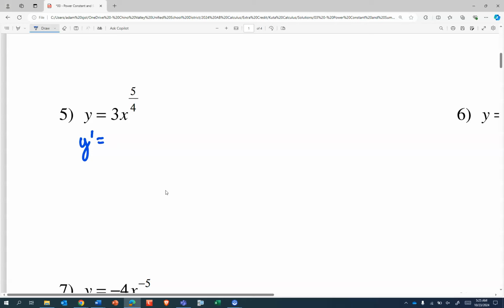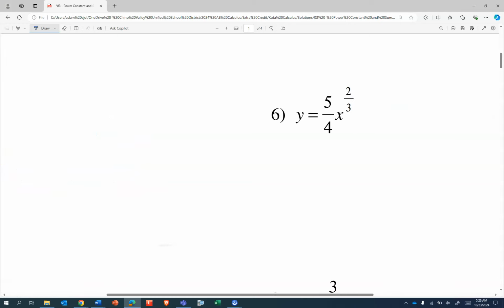So the derivative of 3x to the 5/4 is going to be 15/4 x to the 1/4. Just subtract 1 from the exponent. And let's go ahead and rewrite that. So 15 times the 4th root of x all over 4. We always want to rewrite those. Practice rearranging.